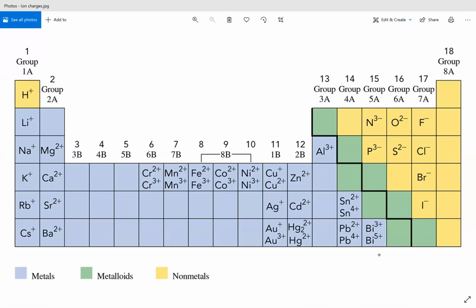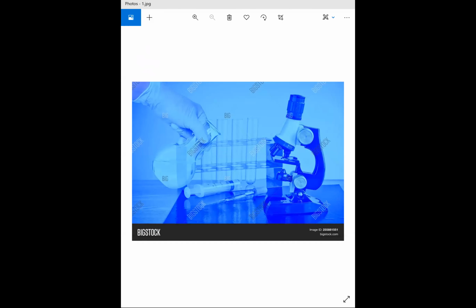All right. So in this case, all of these are called monoatomic anions. If you see N3-, nitrogen with a -3 charge is a nitrogen anion. What should we call it? Anybody? Nitride. That's right.